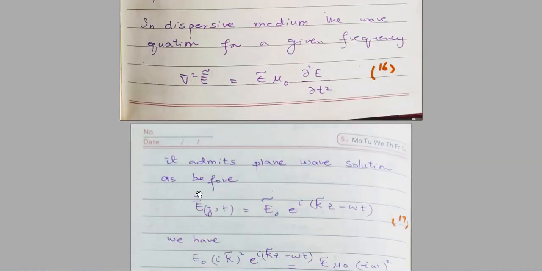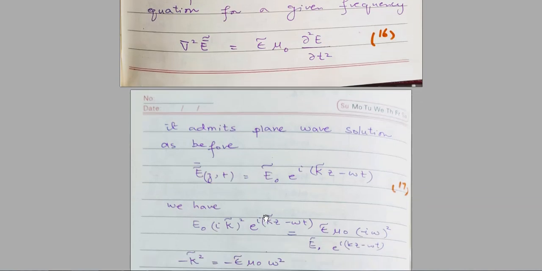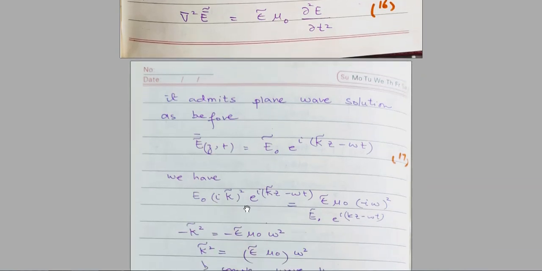It admits plane wave solution as before. In equation 17 you have written the plane wave equation. This wave equation 16 is the wave equation, and it should have the solution in the form of equation 17. Here z is the direction of propagation of the wave, meaning the wave is traveling in the z direction, and you can see here the wave vector k is taken complex.